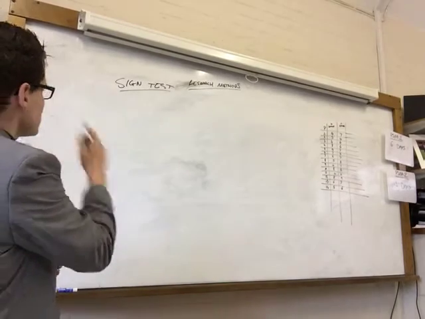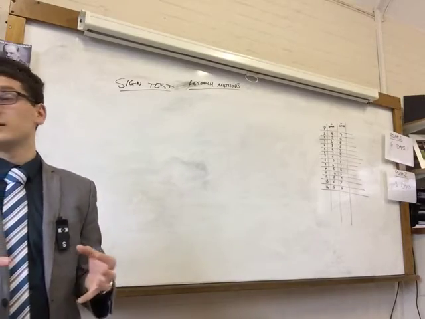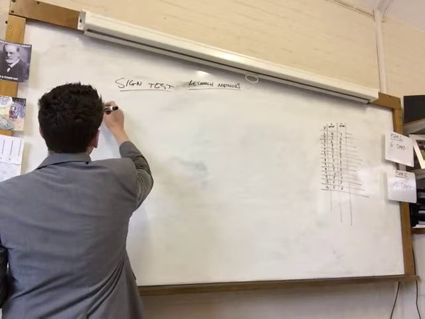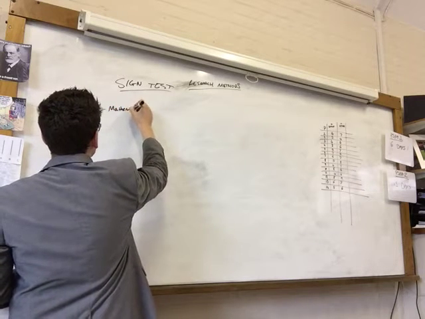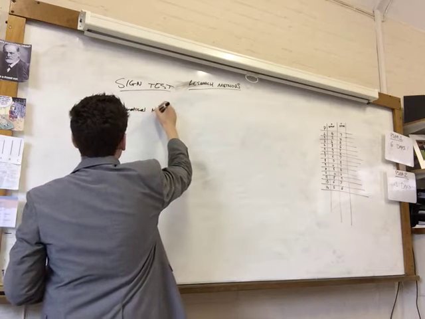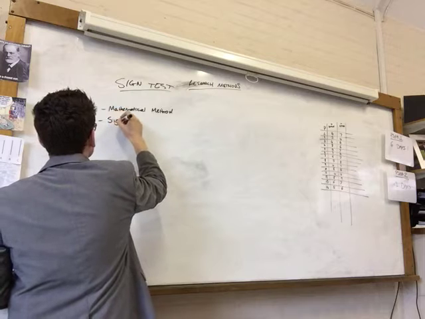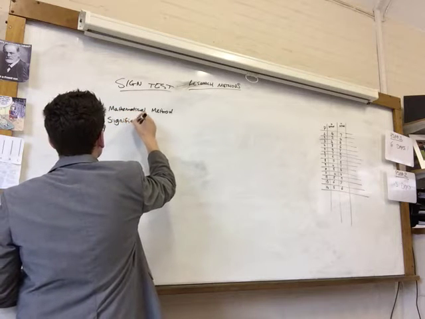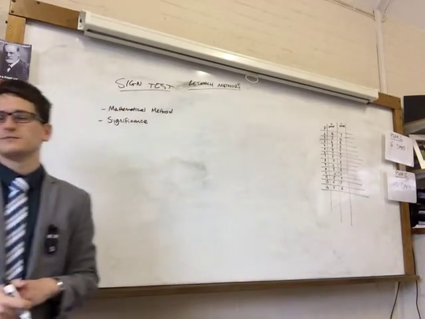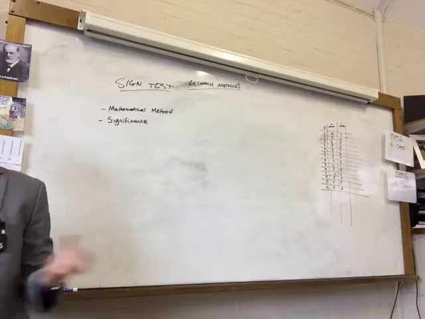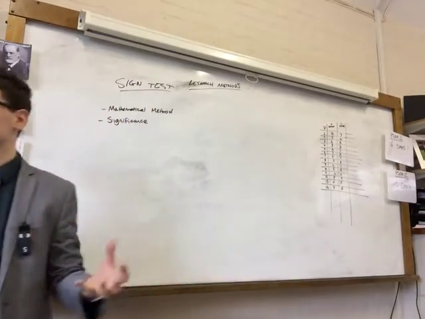Okay, so yeah, it's called the sign test. A couple of things you need to know before we start looking at it. First is that, as I say, it's a mathematical method, and what we are looking for is something called significance. What does significance mean? Importance, yeah. The normal understanding of the word significance is something important.